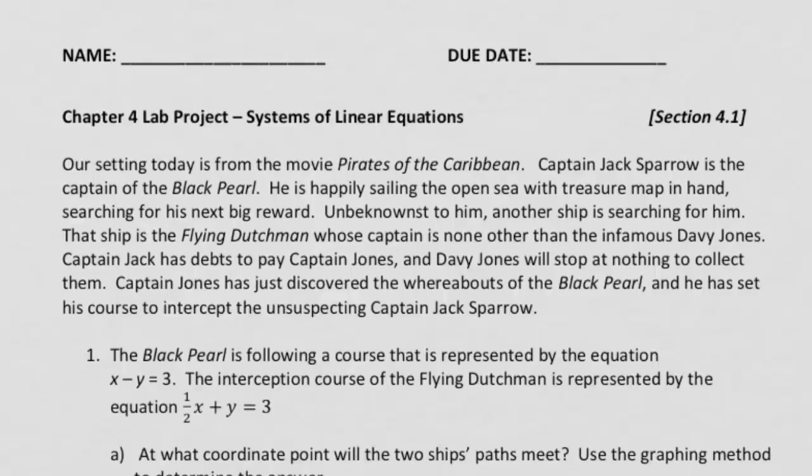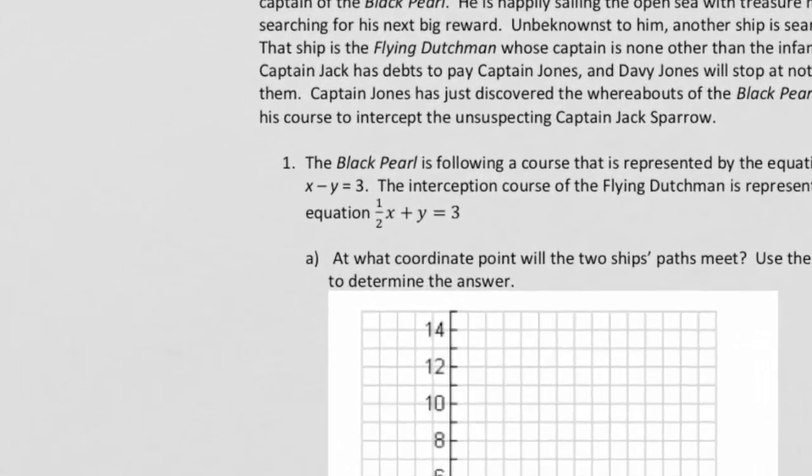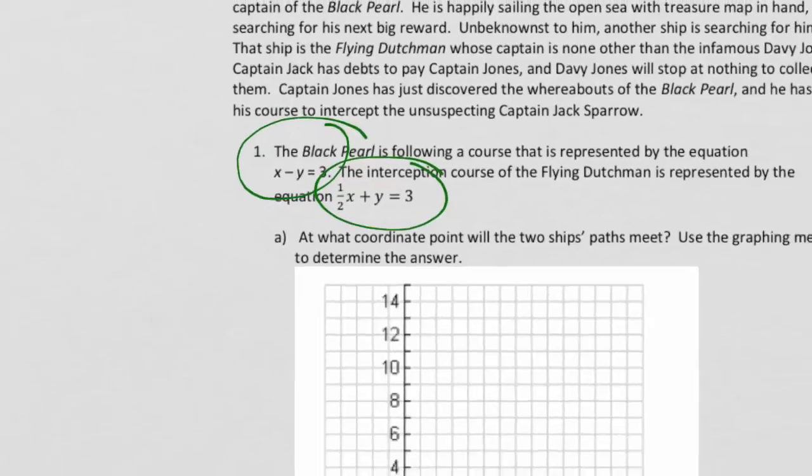For each system, you'll graph the equations on the same graph, and then after you graph, we'll start looking at the algebra using substitution or elimination. So here's the first one. You have 2 equations. Here's one, here's the other. You could use one of 3 methods to graph.